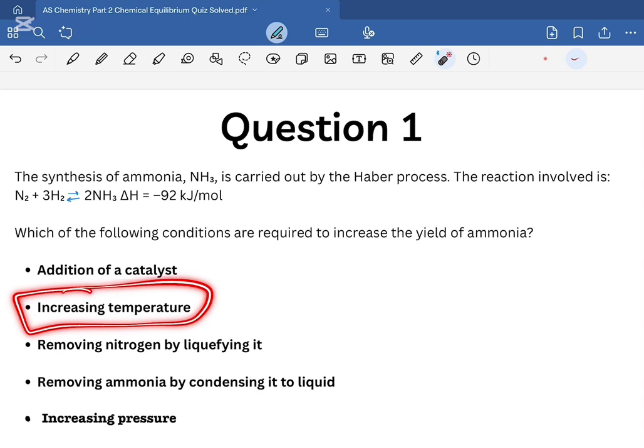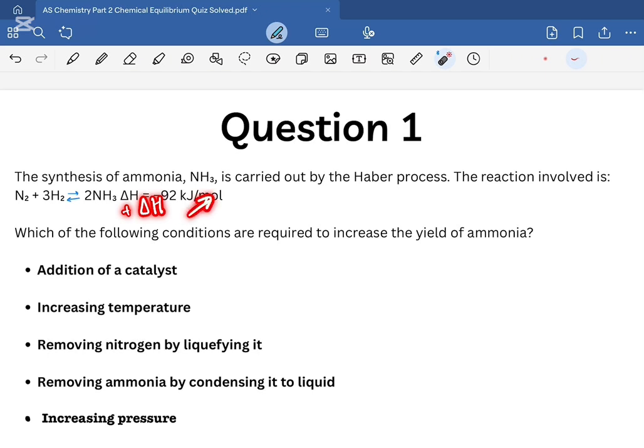Now, increasing temperature. Let's suppose this is the delta H, and since it's an exothermic reaction, I'm going to put delta H on this side. So if delta H is on the product side, and if we increase the temperature, then delta H is going to increase. And so the system will counteract this change by shifting towards the left side. And by shifting toward the left side, this means that the NH3 is going to decrease. So the yield is going to decrease. So this is false.